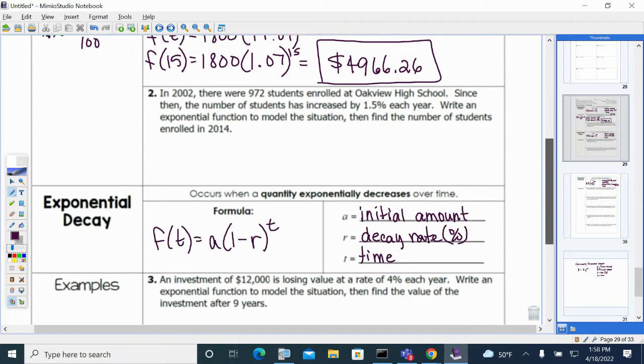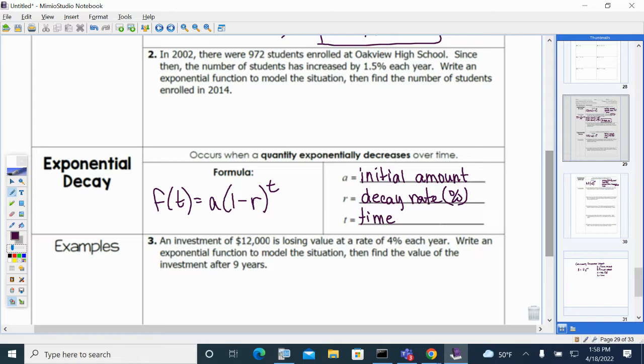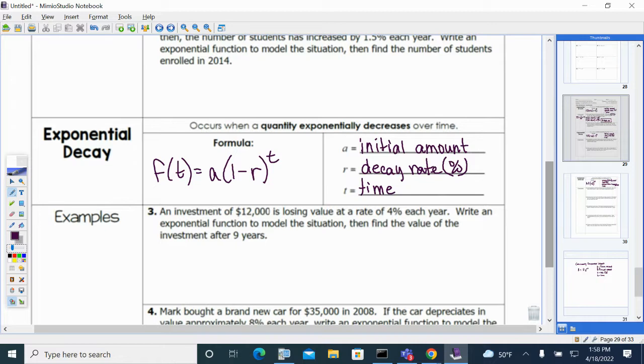Let's talk about exponential decay. Exponential decay occurs when a quantity exponentially decreases over time. What you should notice about the formula is that it looks identical to the last one, except there's a minus in between the 1 and the r, because you're going to take your 1 and subtract the rate. The a is still the initial amount. The r is still the rate, just in this case it's a decay rate. And t is your time.